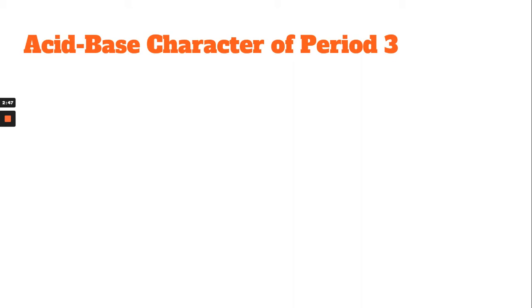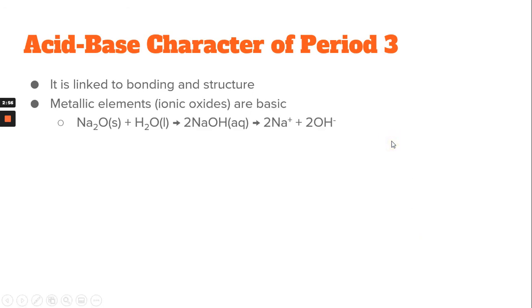And then finally, you have the acid-base character of period 3. So it's linked to the bonding and the structure again. Metallic elements are ionic oxides, and they form basic compounds in water. So if we take any metal atom or metal oxide and react it with water, we get that metal hydroxide. That's going to be aqueous, which allows us to break apart into the two ions there.